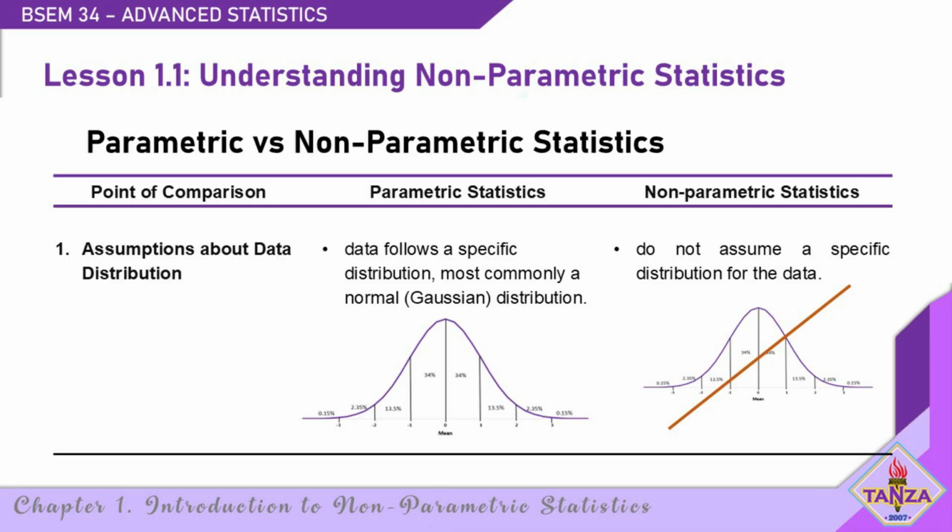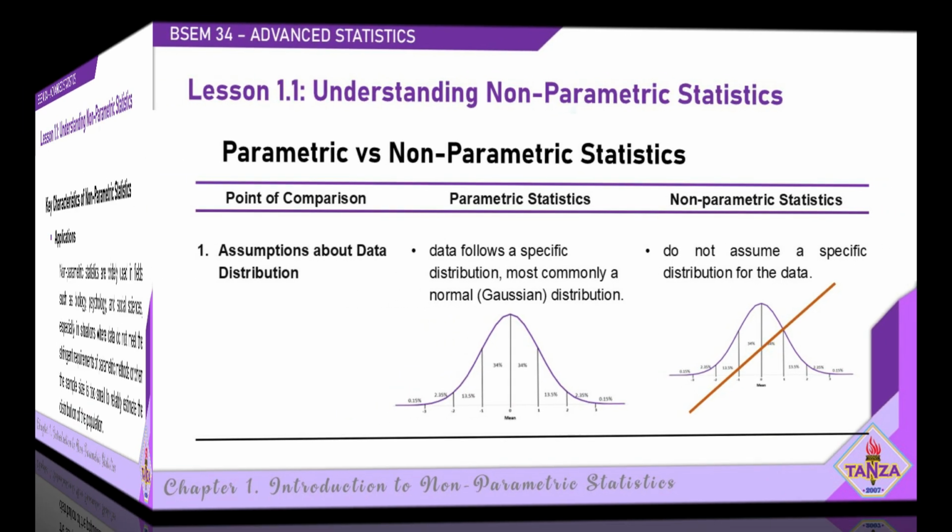On the right, non-parametric statistics. These methods don't assume any specific distribution. The data can be skewed, have outliers, or be irregular, and that's okay. That's why you see that slanted orange line on the graph. It shows that the data doesn't need to fit into a perfect bell curve. These are useful when we don't know the distribution of the data or when it's clearly not normal. So to keep it simple. Parametric, I expect a bell curve. Non-parametric, I'm okay with any shape.